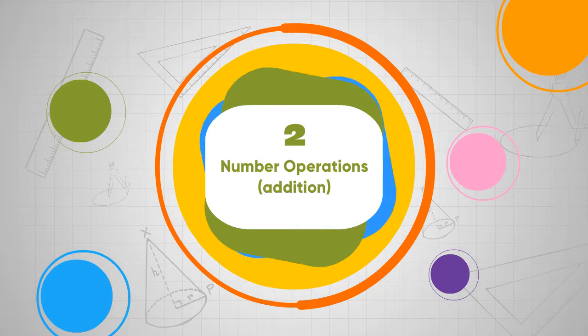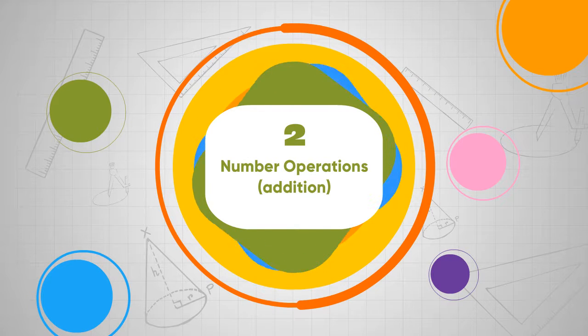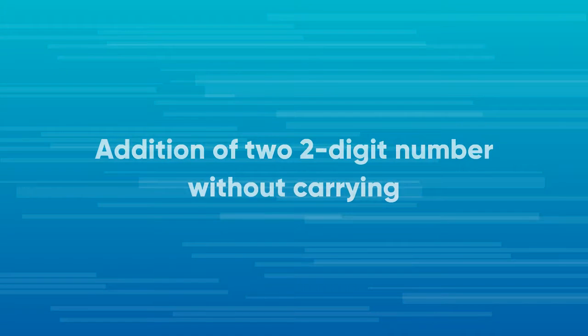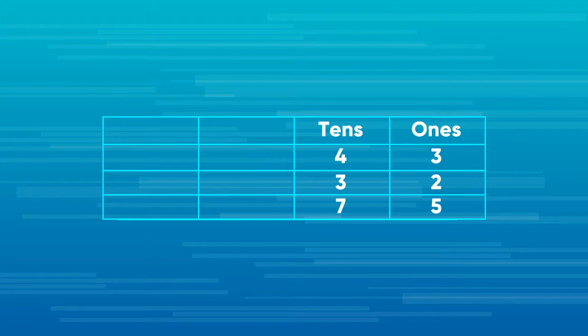Lesson 2. Number Operations. Addition. Addition of two-digit number without carrying. In this case, we will add both tens and ones. We will always start adding from the ones place, that is, from the right-hand side. Let us consider a few examples to understand this better.